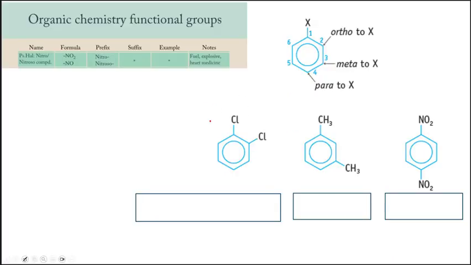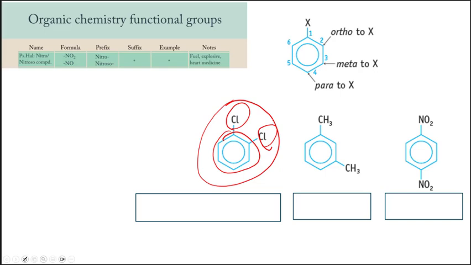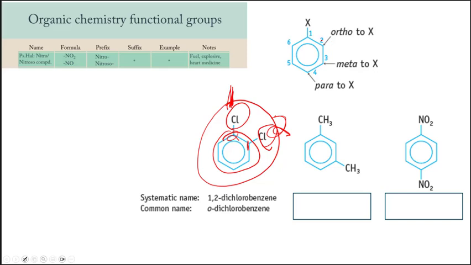Let's look at these. Here I have a benzene ring, and I have 2 chlorines coming off of it. It doesn't matter if I were to call this carbon 1 and then this carbon 2, or if I started the other way around and this was carbon 1 and this was carbon 2. Either way, it would be 1,2-dichlorobenzene.